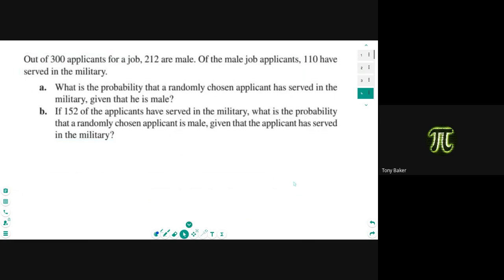All right, let's look at this one. So out of 300 applicants for the job, 212 are male. Of the male job applicants, 110 have served in the military. So the first question is, what is the probability that a randomly chosen applicant has served in the military, given that he is male?